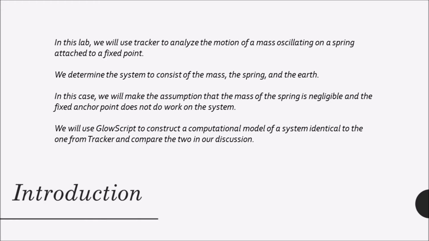In this lab, Lab 4 oscillations, we will use Tracker to analyze the motion of a mass oscillating on a spring attached to a fixed point. We determine the system to consist of the mass, the spring, and the earth. In this case, we will make the assumption that the mass of the spring is negligible and the fixed anchor point does not do work on the system. We will use GlowScript to construct a computational model of a system identical to the one from Tracker and compare the two in our discussion.